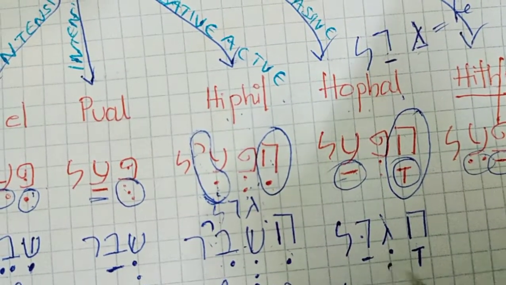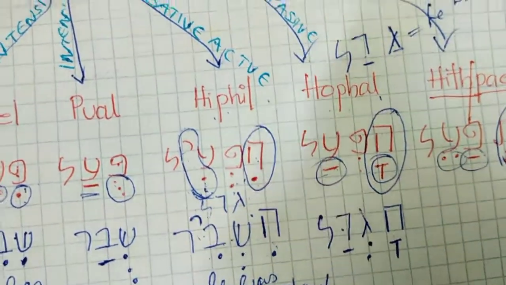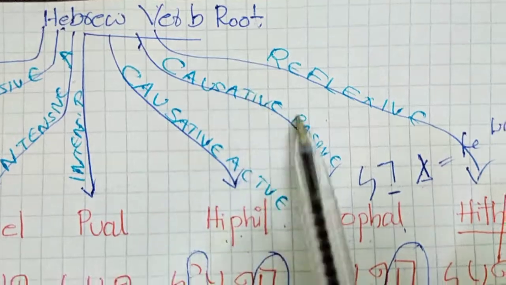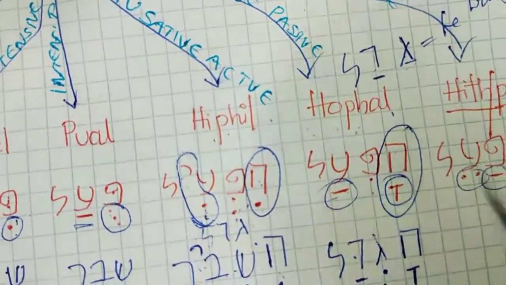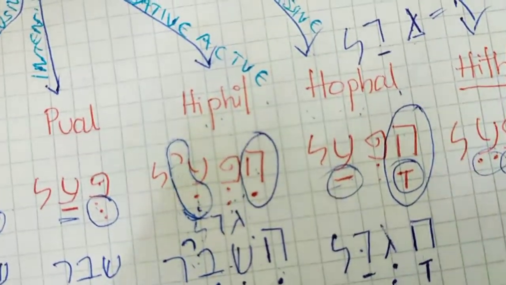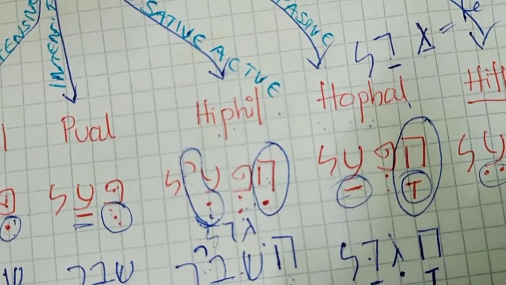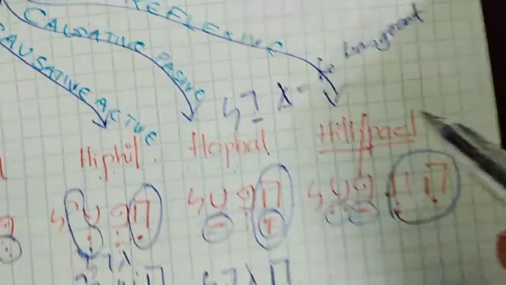See, here you apply shava. So the meaning is, this is a passive. What is a passive? Causative passive, Hophal. So he was made great. Then the final one, Hithpael.